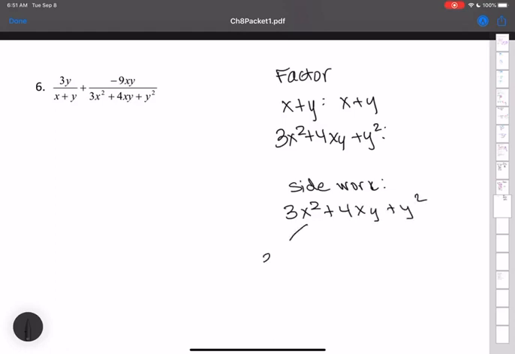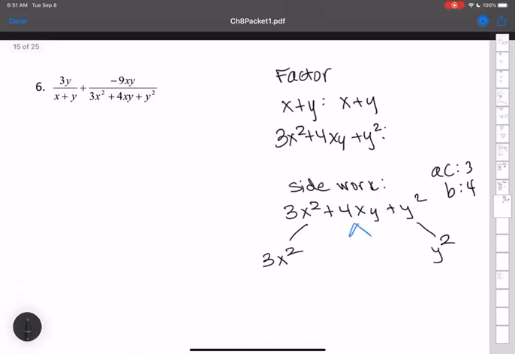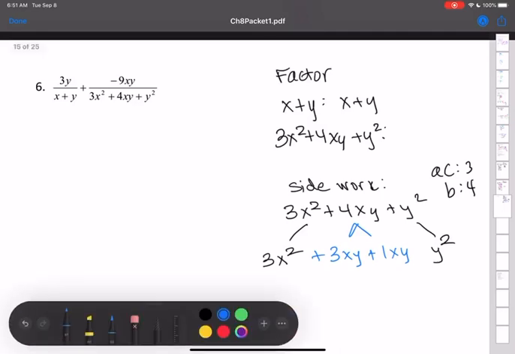So I'm just going to bring down the 3x squared, bring down the y squared. Now I want two numbers that multiply to a times c, which is 3, but add to 4. So two numbers that multiply to 3, but add to 4. Let's try 3 and 1. So I'm going to break apart that middle term. Instead of writing 4xy, I'm going to rewrite it as 3xy plus xy, but if it helps you see it, you can write the 1xy.